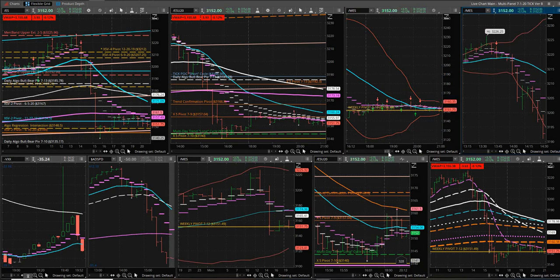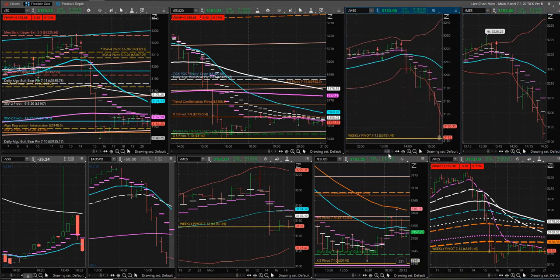This is the same thing, but on a 12-minute chart. So this is going to take longer to trigger. But if you don't like to trade as frequently in and out during the day, then you use this 12-minute version of it.